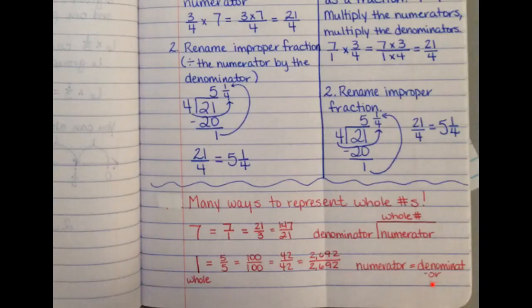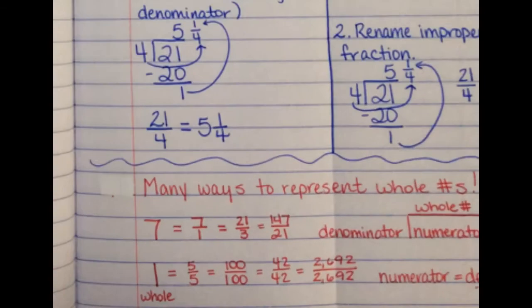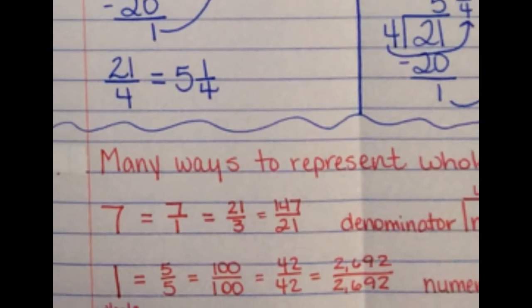Down at the bottom, we're just going to put a few notes about the different ways we've been using whole numbers here. There are many ways to represent whole numbers. For example, we did 7. You can move it to where it's 7 over 1. And that would be equivalent to 21 over 3, which would be equivalent to 147 over 21. Those whole numbers you can keep making equivalent fractions the same way that we've made equivalent fractions before.